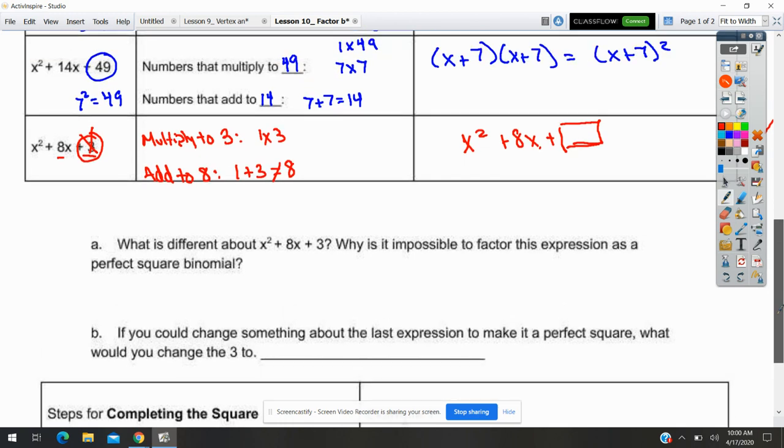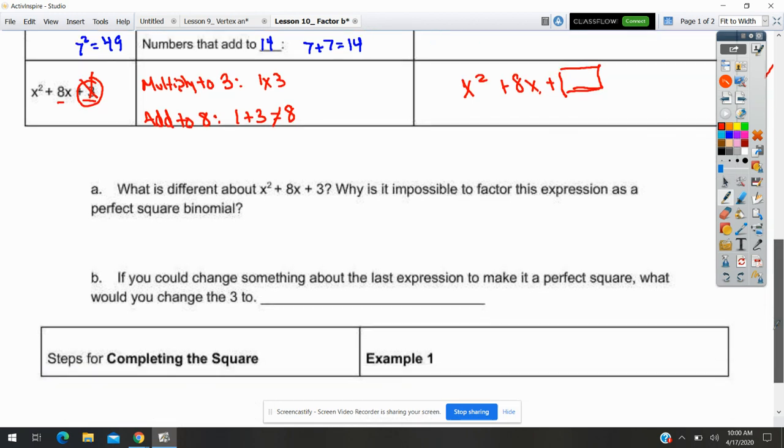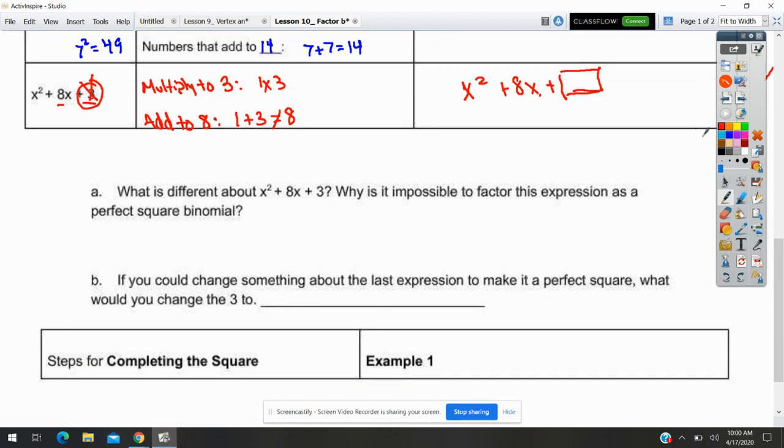Okay, so I'm going to leave these two questions for you to think about, and we're going to go to our example 1. Let's see how we would complete the square.